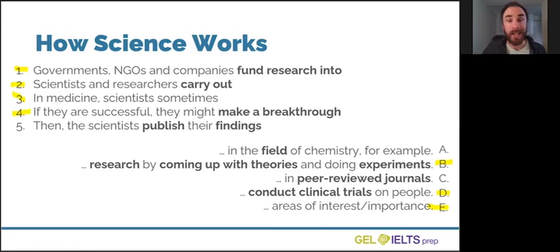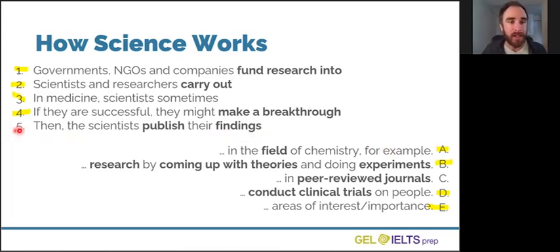The correct answer is A. If you make a breakthrough, you discover something really important for that field. So if they are successful, they might make a breakthrough in the field of chemistry. So maybe there's been an area which is very difficult to understand or nobody knows, and then a group of scientists do something which changes everything. They have made a breakthrough in our understanding of this field.